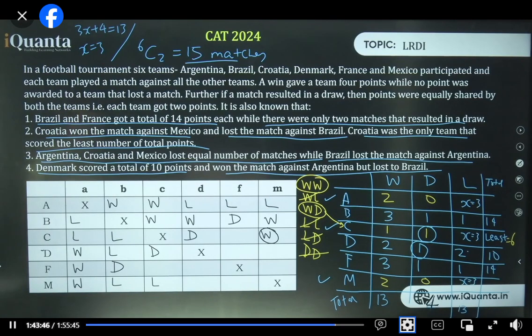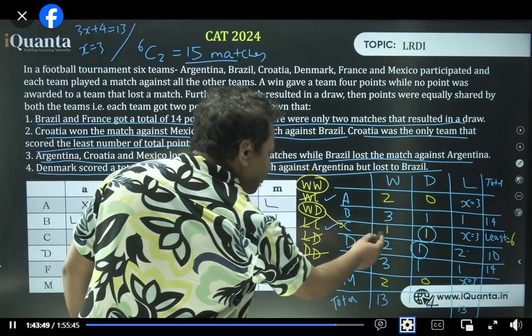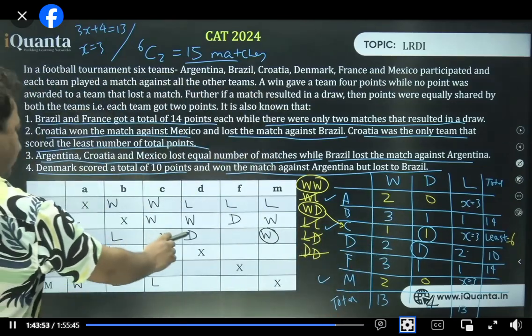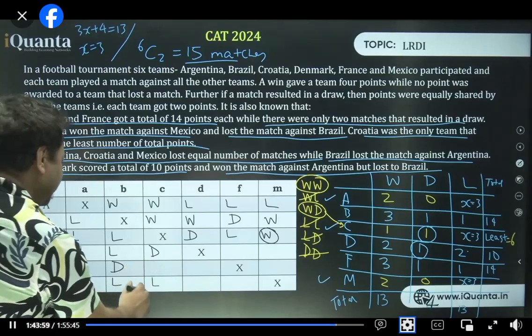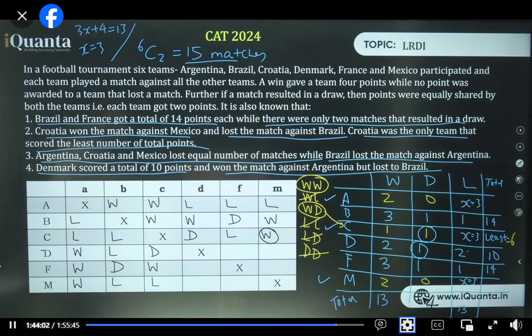What else can be filled? Now let's go to Croatia's table. 1 win, 1 draw, 3 losses. So C against F was a loss, which also means F against C was a win. Nice. Let's come to Denmark.